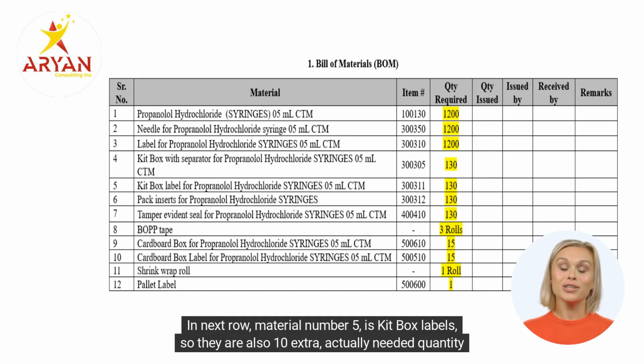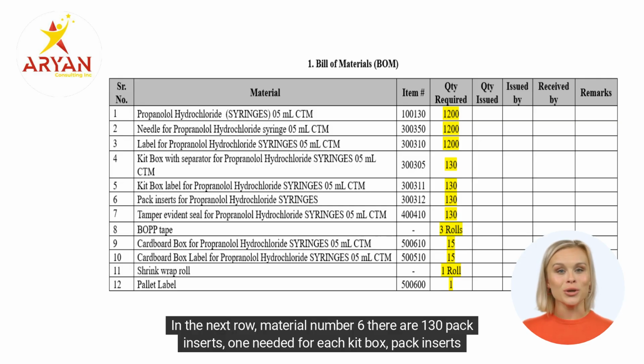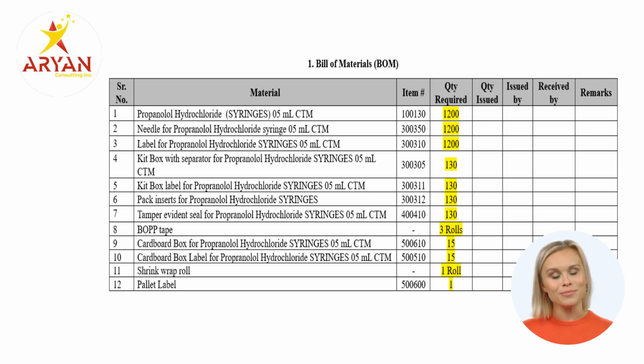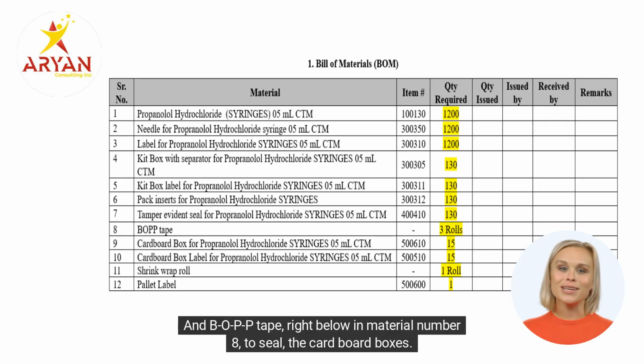In the next row, material number 5 is kit box labels, so they are also 10 extra. Actually needed quantity is 120. In the next row, material number 6, there are 130 pack inserts, 1 needed for each kit box. Pack inserts are nothing but instructions for doctors or patients on how to administer the injection. Right below, tamper evidence seal is mentioned in material number 7 to seal the box. Next, BOPP tape right below in material number 8 to seal the cardboard boxes.